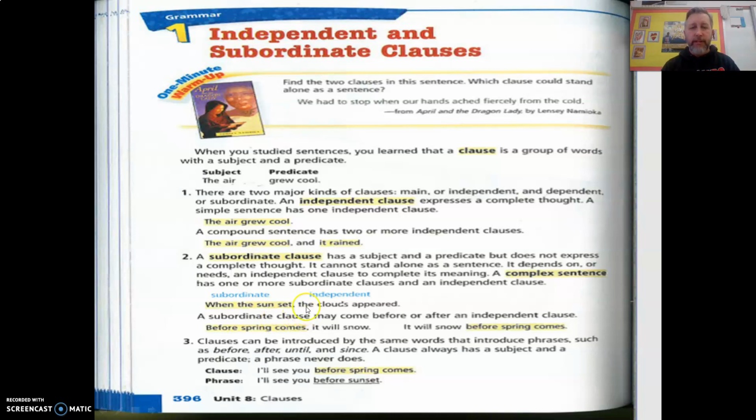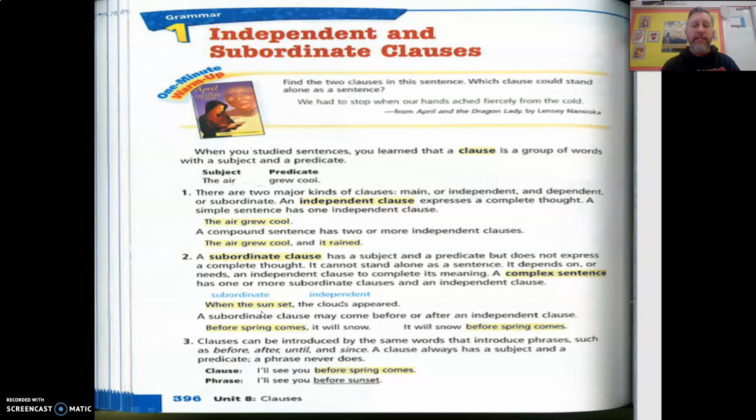Now, which type is it? Well, it doesn't begin with a subordinate conjunction, and it stands alone as a sentence, so it's an independent clause. Now, the subordinate clause, we know it's subordinate because when the sun set cannot stand alone as a sentence, but it has a subject and a predicate. The sun, subject, set, predicate. When the sun set is a subordinate clause.